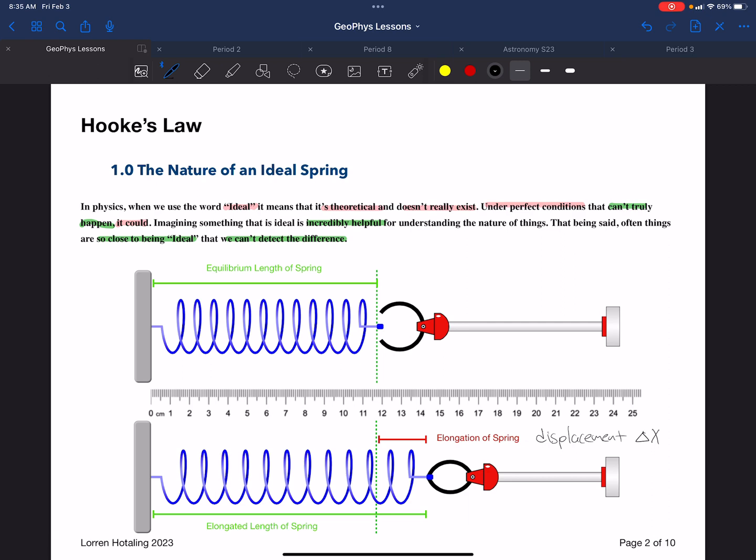If we set this to our equilibrium point, 0, then anything that is in this direction is positive, and anything in the other direction is negative. So if we apply a force in this direction, it's positive. If we apply a compression force in this direction, it's negative. If we displace it in this direction, it's positive. If we displace the spring in this direction, it's negative. So we can refer to the displacement, the elongation of the spring.